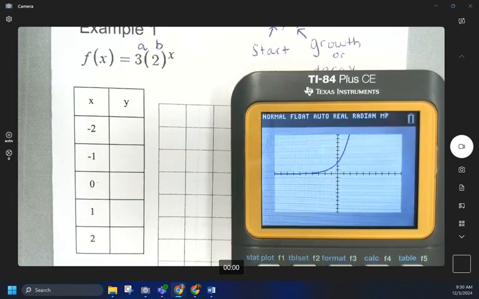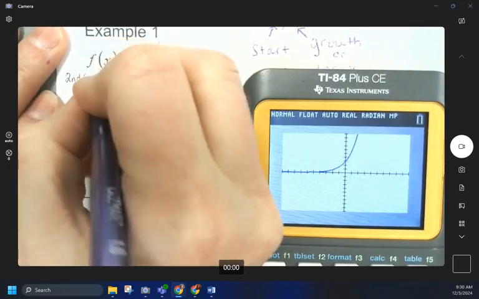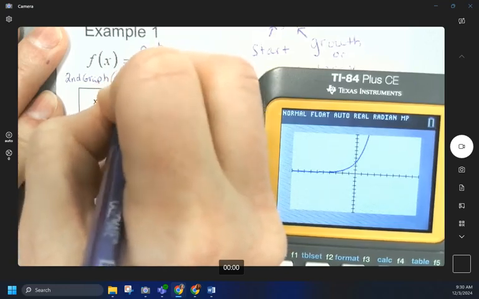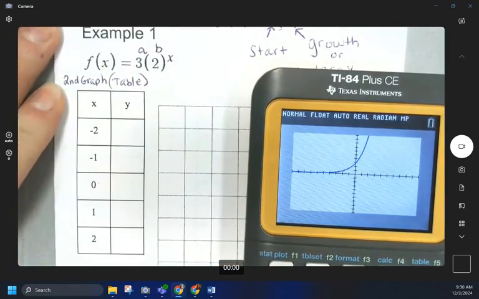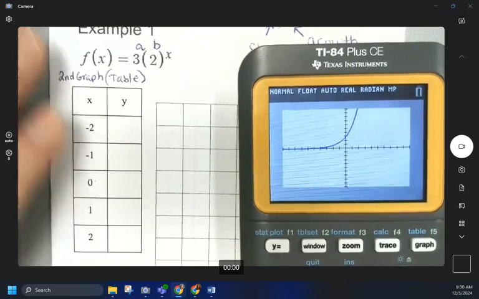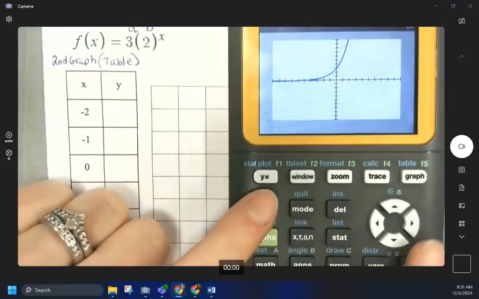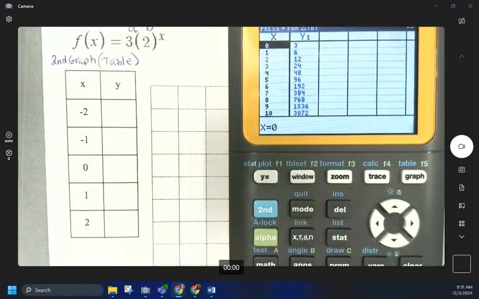So we know it's growth. We can see that. We want to get some points. So an easy way to get points is going to second graph, which is the table. So write that down, just to help you remember. Second graph will give us the table. You touch each button one at a time. You do second and then you do graph. So second graph, and it takes you to the table.